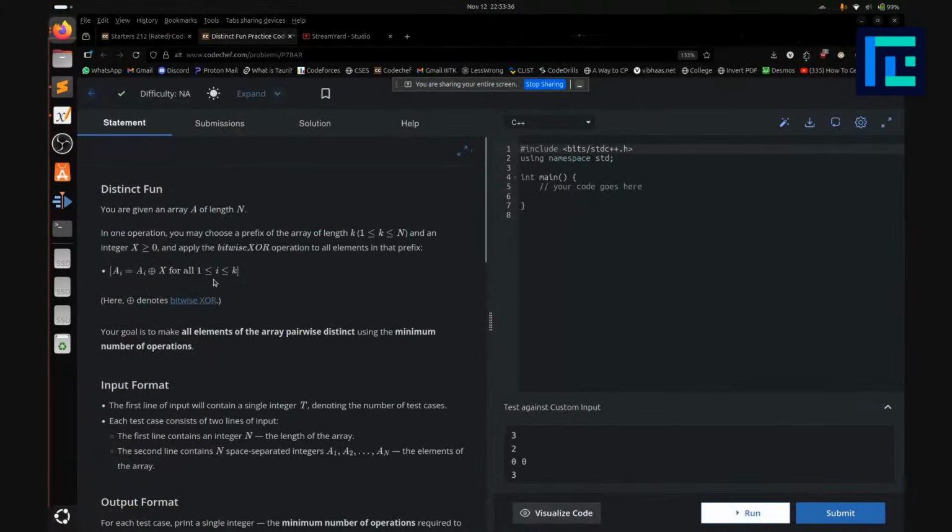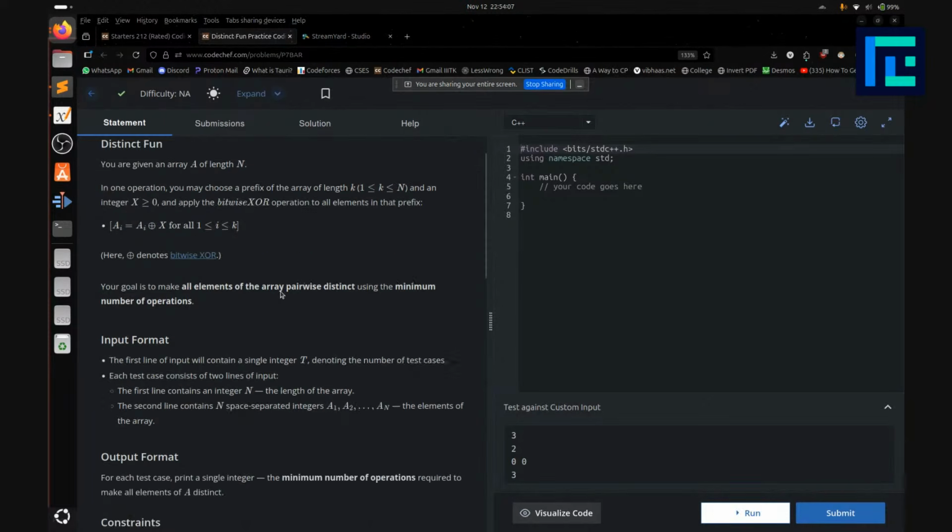Problem 3. Given an array A of length n, in one operation we can choose a prefix of the array and apply bitwise XOR operations to all elements in the prefix. Okay, so we can choose any x and any prefix length k and apply a bitwise XOR to all of them. Your goal is to make all the elements of the array pairwise distinct with the minimum number of operations, right?